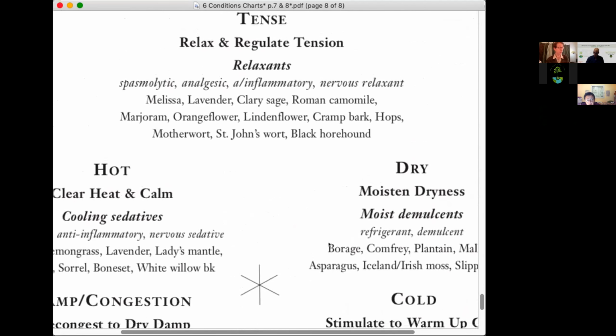So let's look at some relaxant herbs. It's interesting to me how we have so many more specific herb actions for the relaxants than we do for the restoratives, right? Or analgesic, anti-inflammatories, and so on. Melissa officinalis, right?